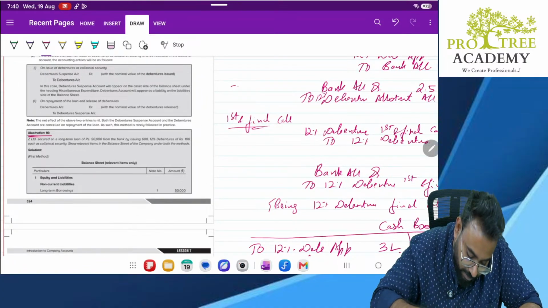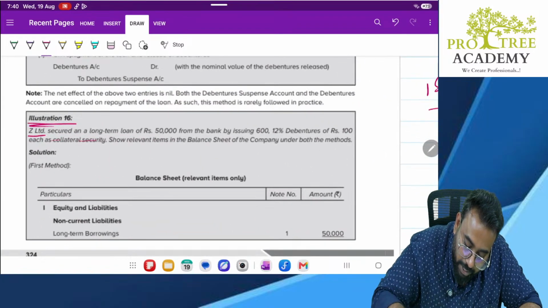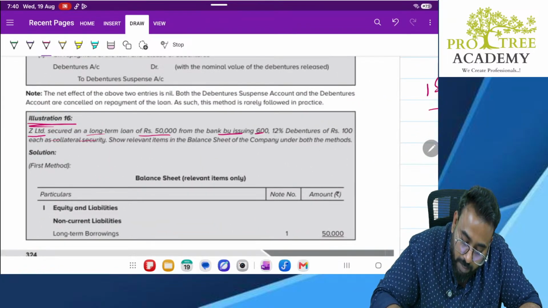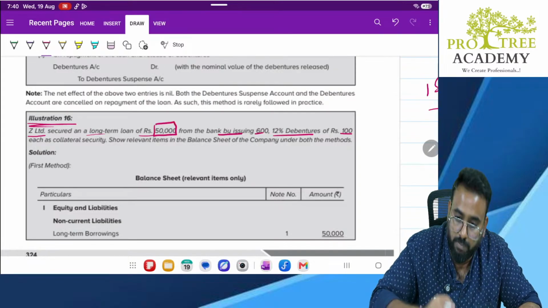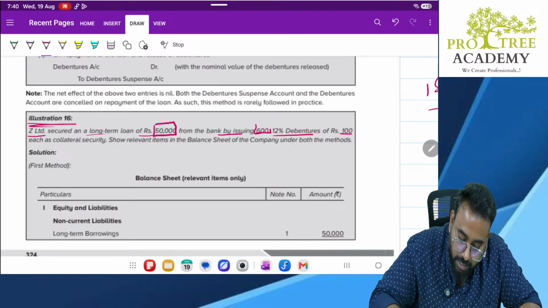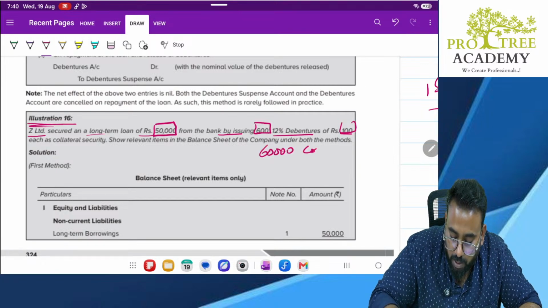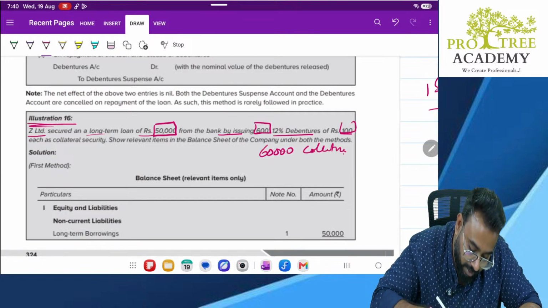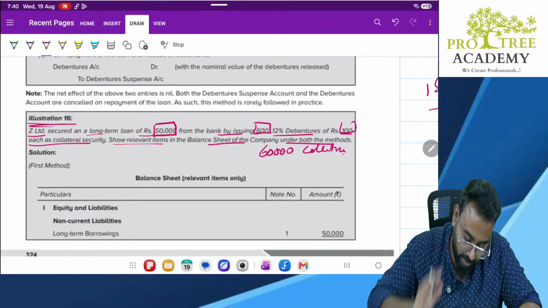Illustration number 16. Z Limited secured a long-term loan of 50,000 from the bank by issuing 600 12% debentures of 100 each as collateral security. See here, how much is the loan? How much debentures? 600 into 100, that means 60,000 is the collateral we are giving. Clear? Show the relevant items in the balance sheet of the company under both the methods.